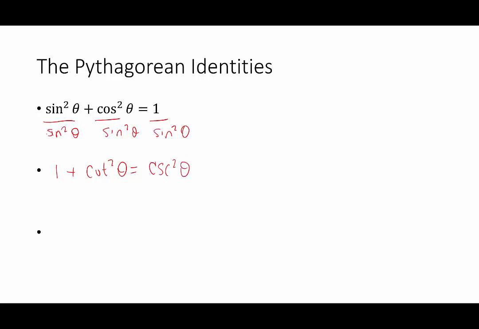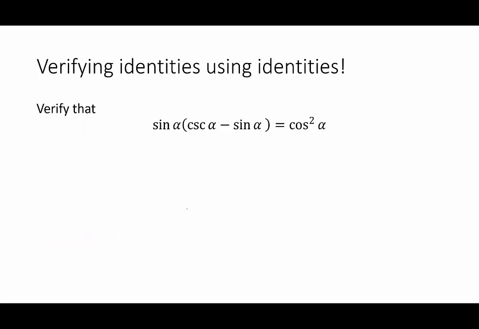The third one comes from taking that starting identity and dividing everything by cosine squared theta. That gives me sine over cosine, which is tangent squared theta, plus 1 is equal to secant squared theta. So we can always get those original three just from knowing the 1.